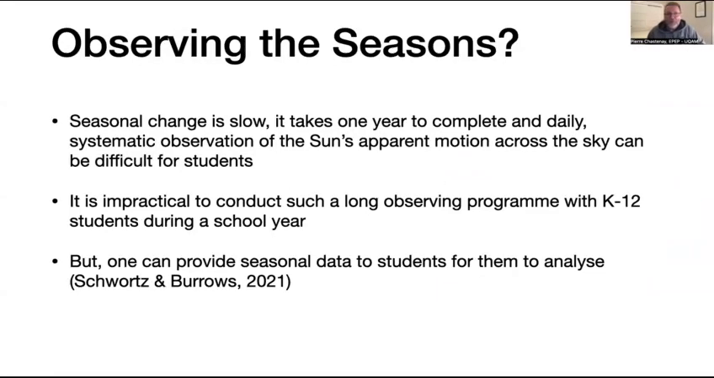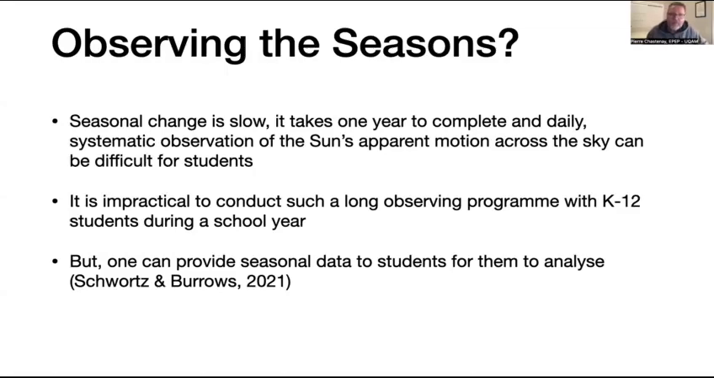The problem with this approach is that it's very hard to observe the seasons. Seasonal change is very slow. It takes 1 year to complete. And so daily systematic observation of the sun's apparent motion across the sky can be very difficult for students. And so it proves to be impractical to conduct such a long observing program with K-12 students during a school year. But one can provide seasonal data to students for them to analyze and basically reach the same goals as observing the seasons themselves.